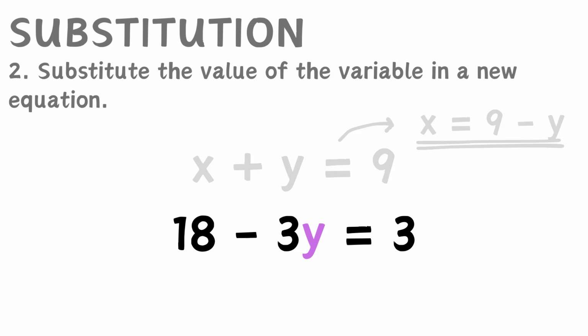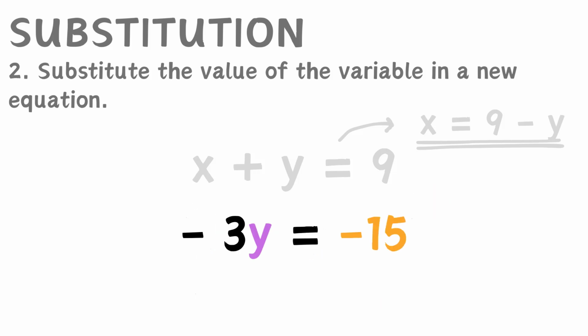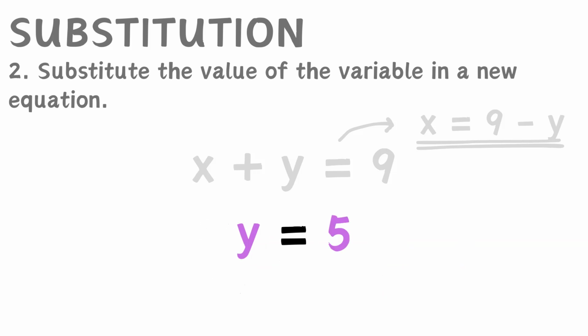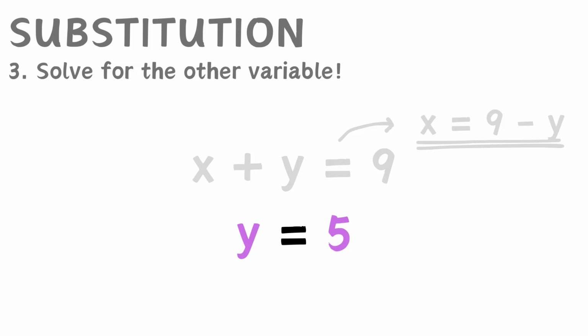Here we see that we need to get rid of the 18. So we can subtract 18 from both sides. And we're left with negative 3y equals negative 15. And finally, to get rid of the negative 3, we divide both sides by negative 3. And we're left with y equals 5. Awesome. Okay, now we know the value for y.